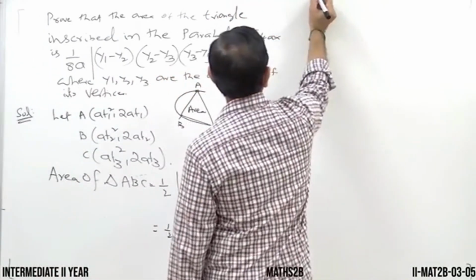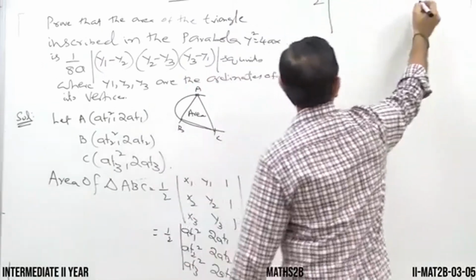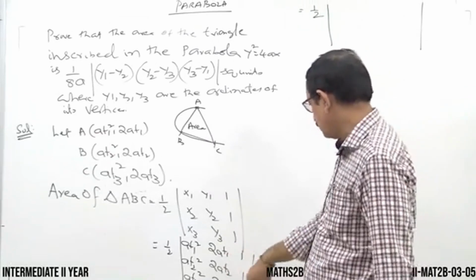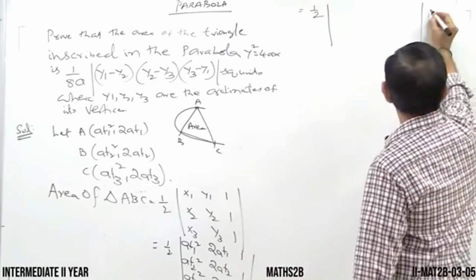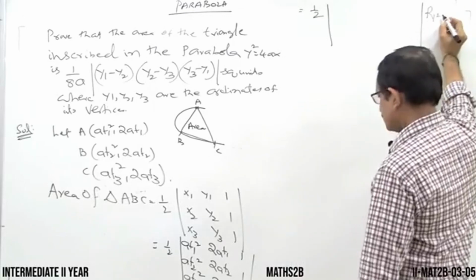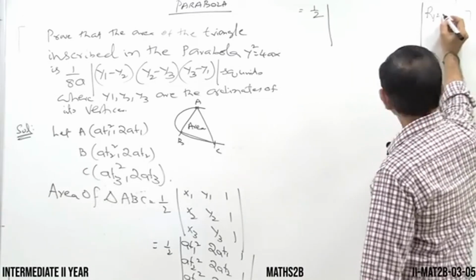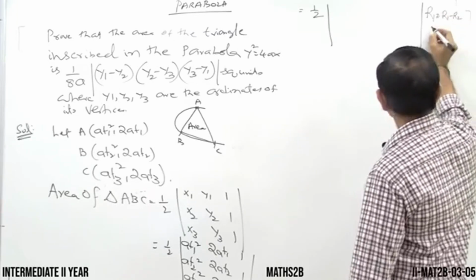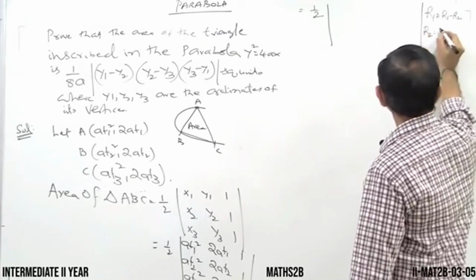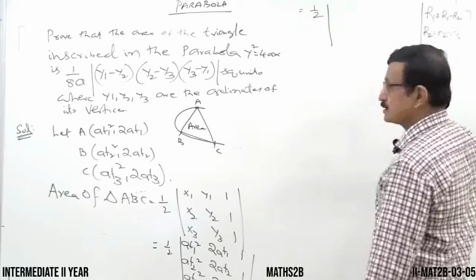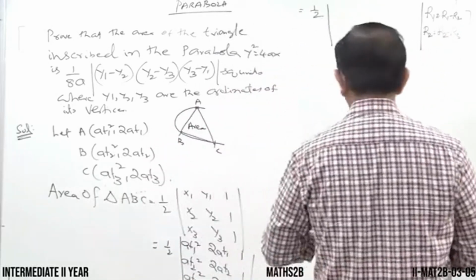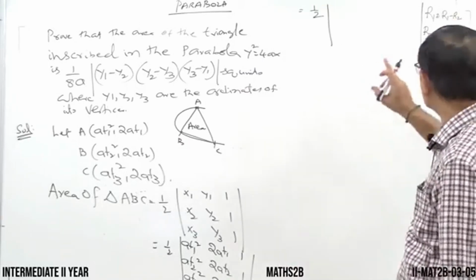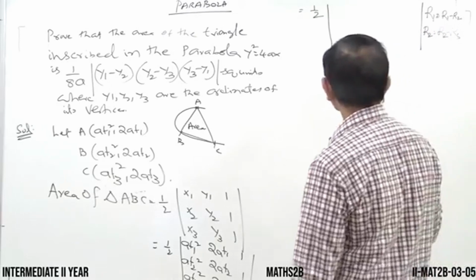So this is equal to 1 by 2 into. Here, let us apply some operations. This is R1, R2, R3. So R1 we can write as R1 minus R2, and similarly R2 is equal to R2 minus R3. So now here we are applying these operations, that is R1 equal to R1 minus R2 and R2 equal to R2 minus R3. We will see what we get.